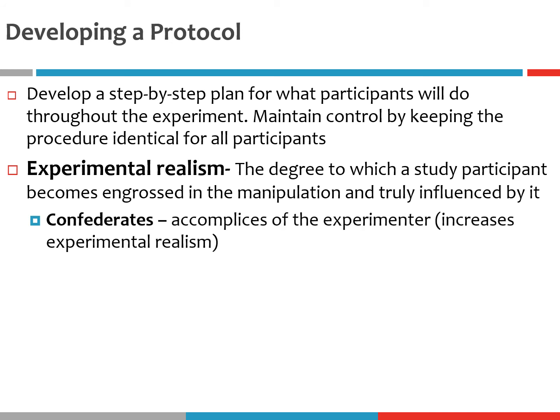And to boost the experimental realism, a lot of times you have to hire confederates. These are helpers or accomplices of the experimenter. If you remember the famous Milgram study, the obedience study with the electrical shocks, the confederate in the study pretended like he was getting zapped and that he had a heart condition. The reason he did that was to really make the participant believe that they were really hurting him, that they could kill him. That was to make the experiment more real. That was increasing experimental realism.